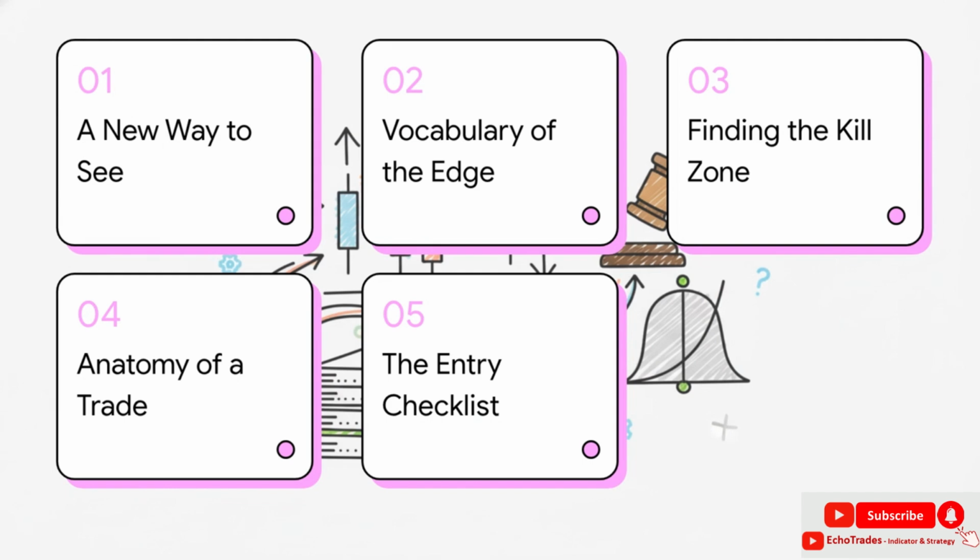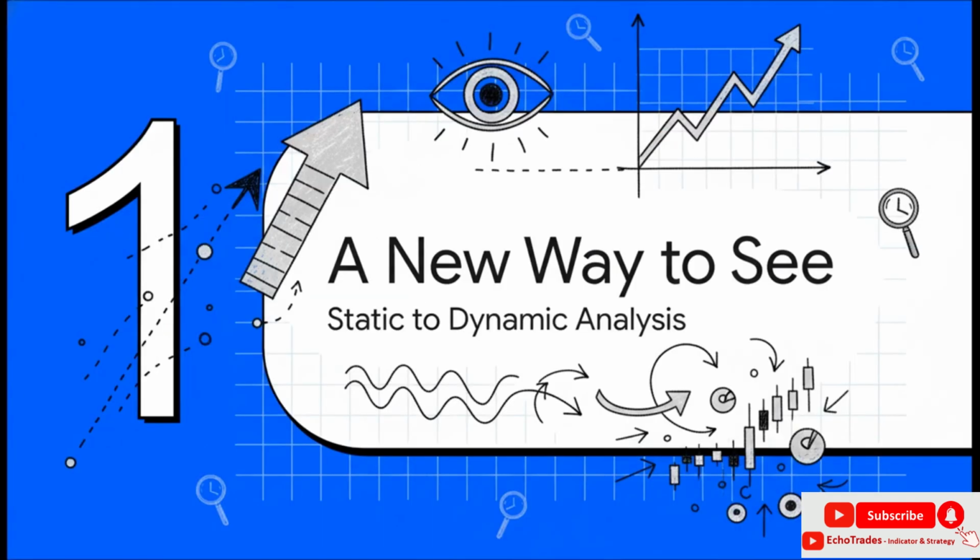So, here's how we're going to break it down today. First, we'll cover a new way to see the market. Then we'll learn the essential vocabulary you'll need. After that, we'll find our high probability kill zone. Then we'll walk through a real trade, step by step. And finally, we'll put it all together in a simple, actionable checklist.